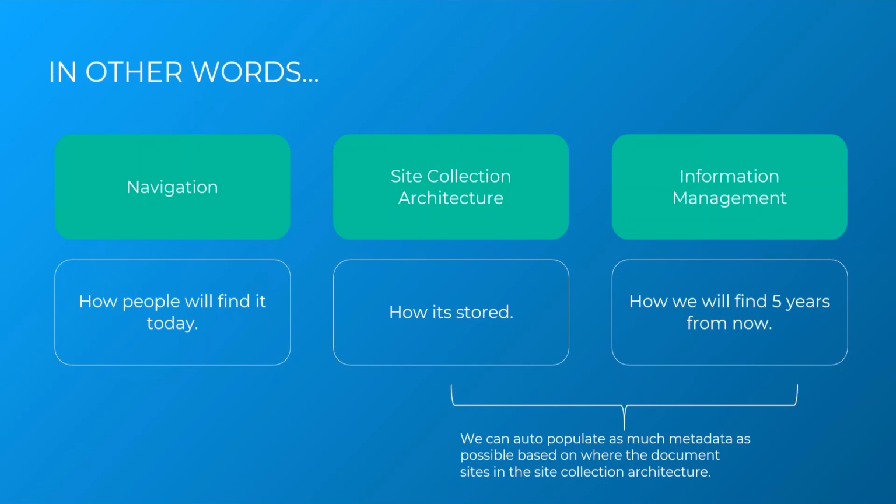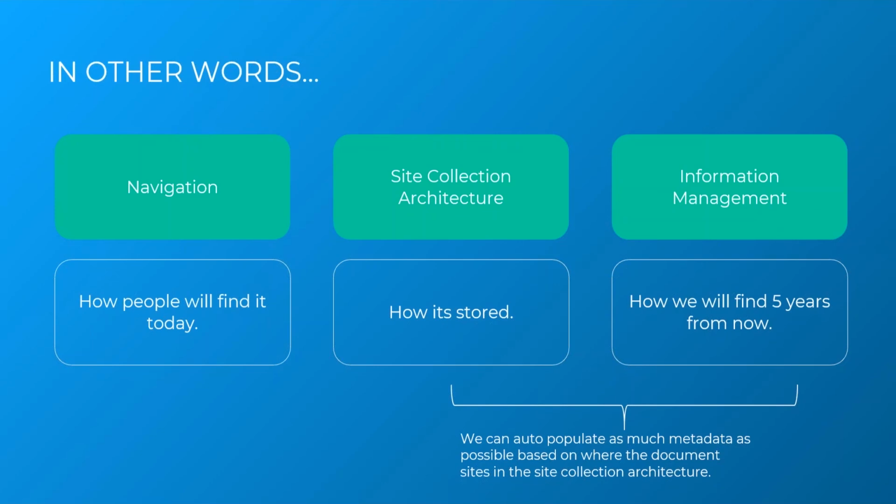When we talk about this from a governance standpoint, it's important to remember that navigation is the easiest thing to change. I can go in and edit my navigation, especially if you're using something like Masthead that gives you a visual editor. I can change that navigation on the fly and readjust it, reorganize it in a snap. Changing the site collection architecture and the information management taxonomy, those are things you need to get right from the start because they're very, very hard to change later on.